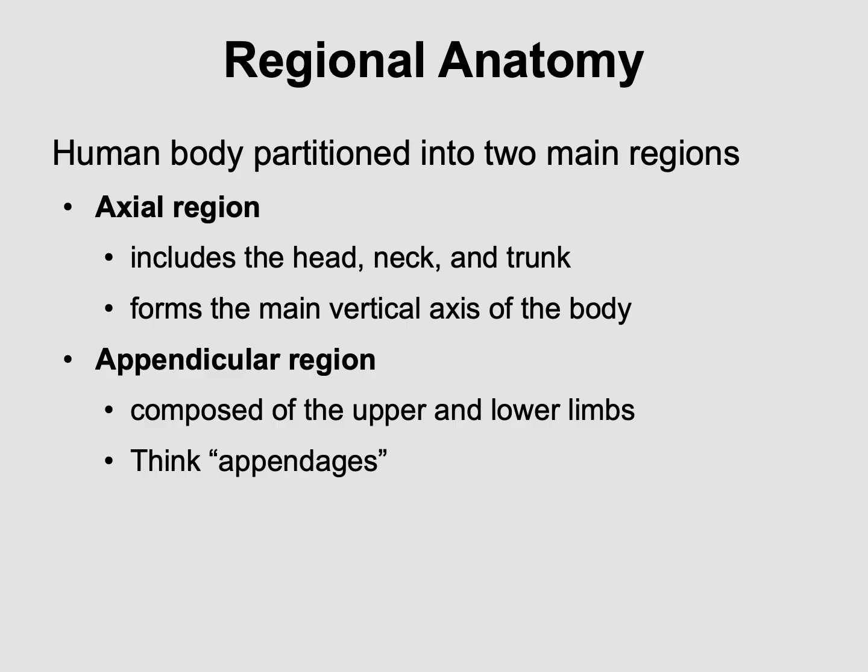So the human body is proportioned into two main regions. First one is the axial region, which includes the head, the neck, the trunk, and basically this is the main vertical axis of the body. The other region is the appendicular region. When you hear this word, think of appendages, and this is basically composed of the upper and lower limbs.